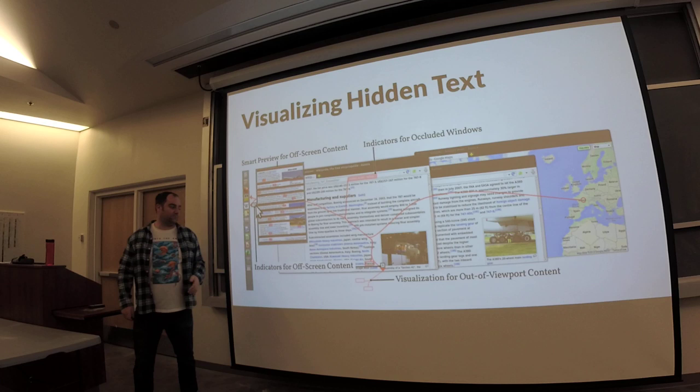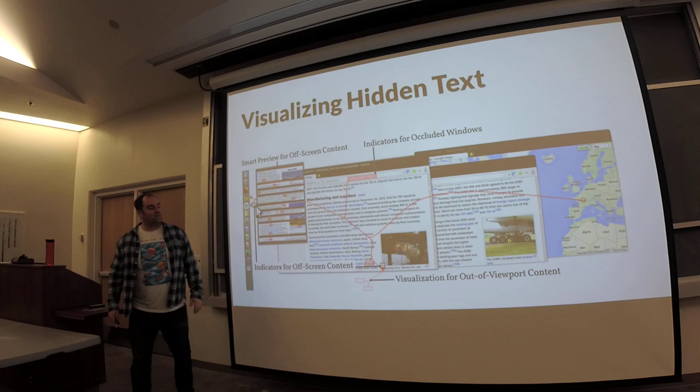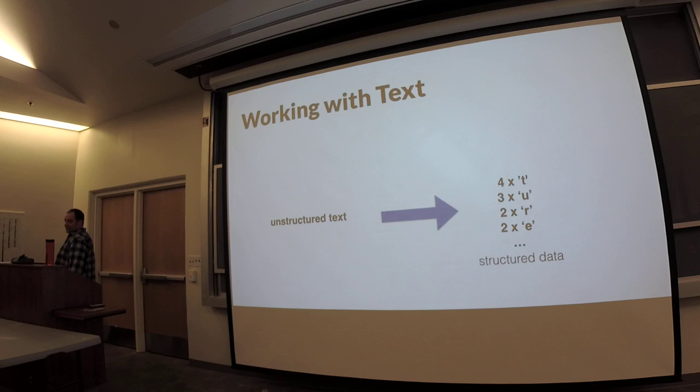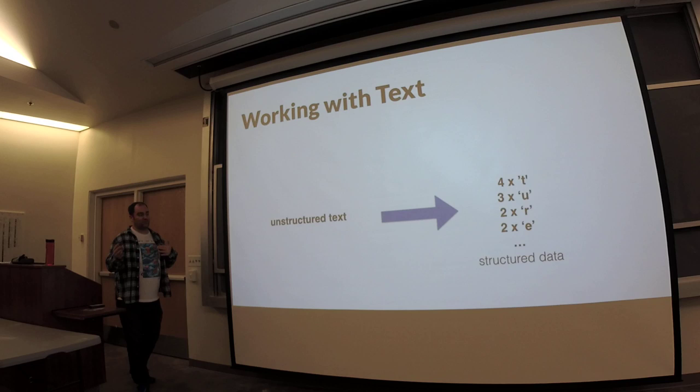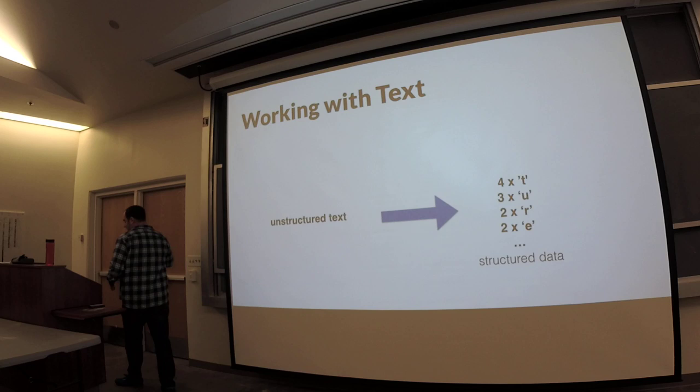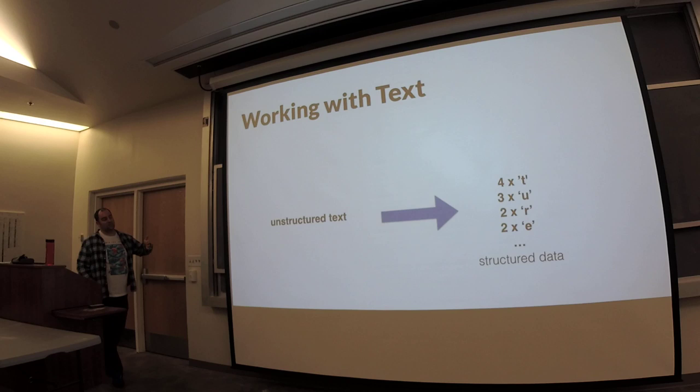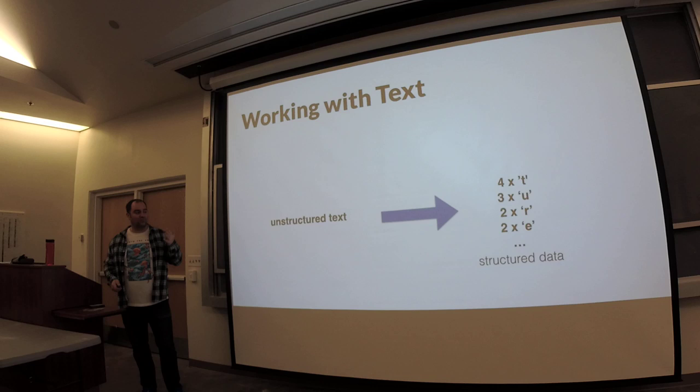So that's just one idea, again, using more or less raw text without anything smarter here. But if we want to do something smarter, we have to extract something out of the text. So we talked about unstructured versus structured data, and NLP is really about extracting structure from the unstructured data source, text. If we take this phrase, unstructured text, we can analyze it. For example, say there's 4 times T, 3 times U, 2 times R, 2 times E, and so on. So this would be one way of extracting structure.